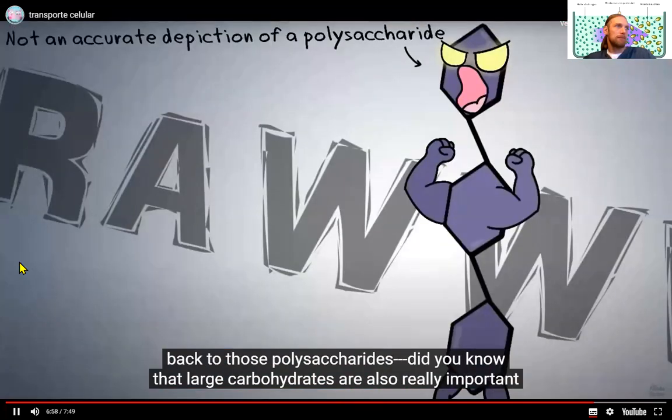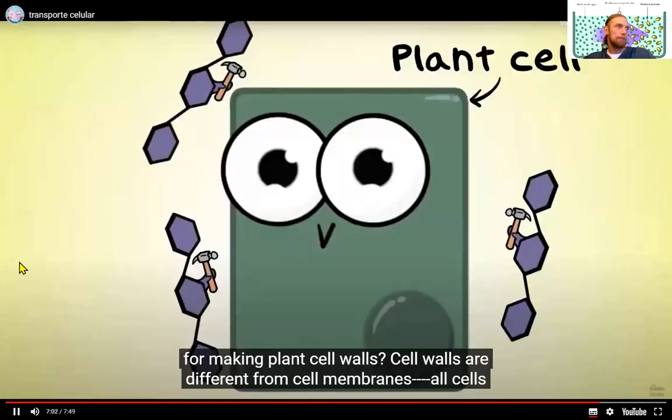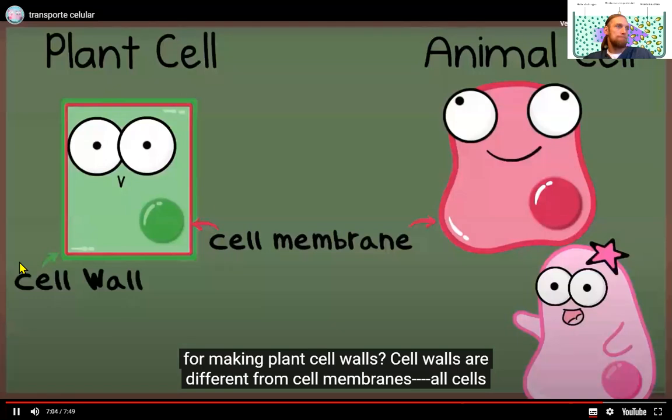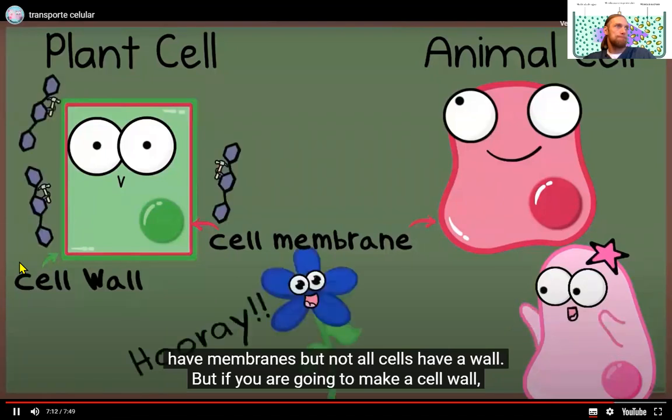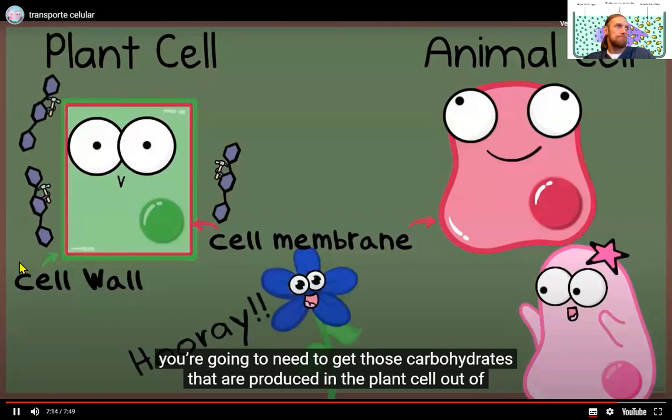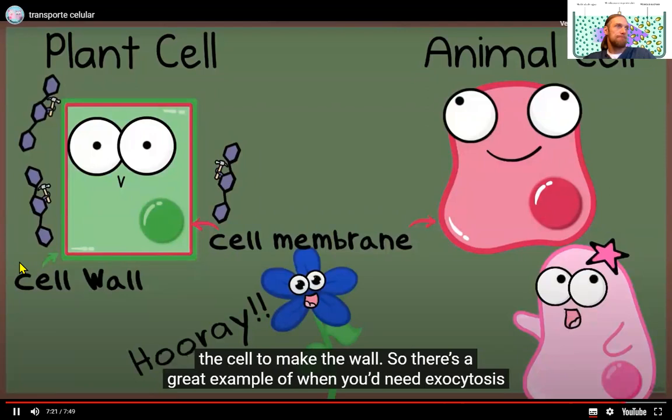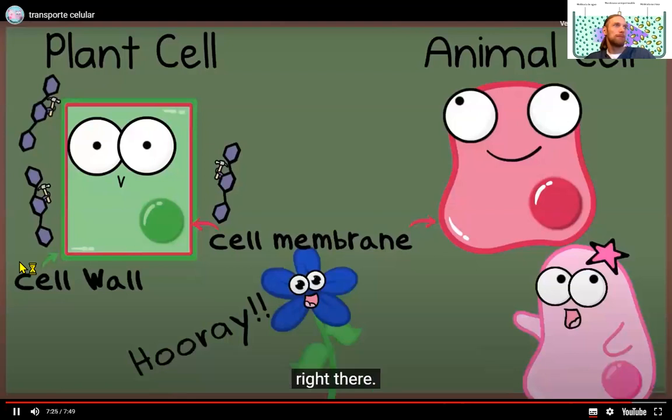Did you know that large carbohydrates are also really important for making plant cell walls? Cell walls are different from cell membranes. I mean, all cells have membranes, but not all cells have a wall, but plant cells do. And if you're going to make a cell wall, you're going to need to get those carbohydrates that are produced in the plant cell out of the cell to make the wall. So there's a great example of when you'd need exocytosis right there.